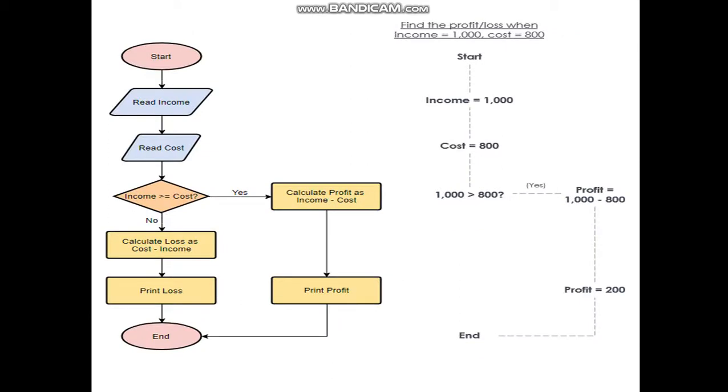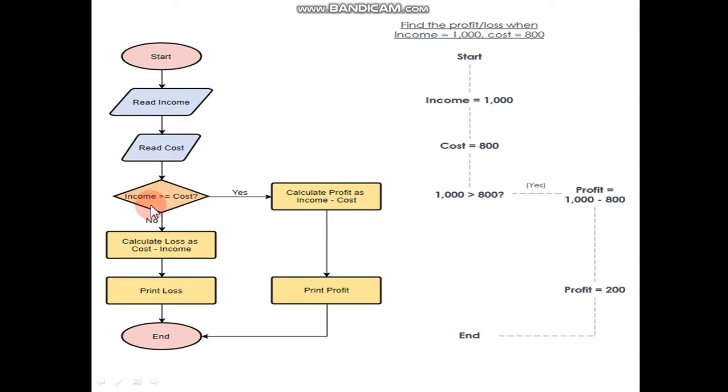Next, the second problem is to find the profit. Find the profit or loss when income is 1000 and cost is 800. What is find profit or loss? Find the profit or loss when income is 1000 and cost is 800. So let's take a flowchart. First of all, start with the start symbol, then read income. Income is 1000, so read income. Second, read cost. Cost is 800.